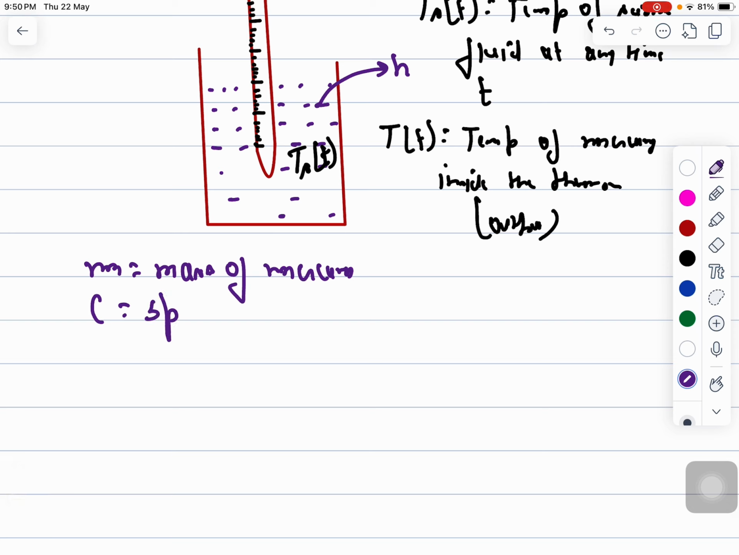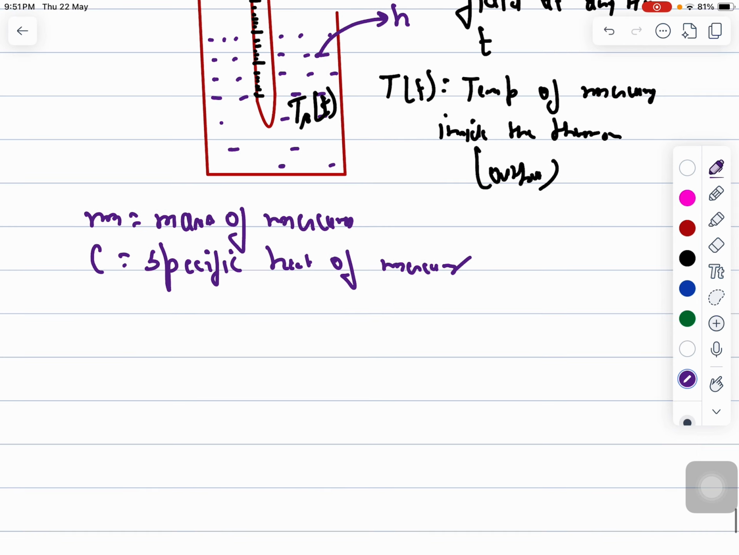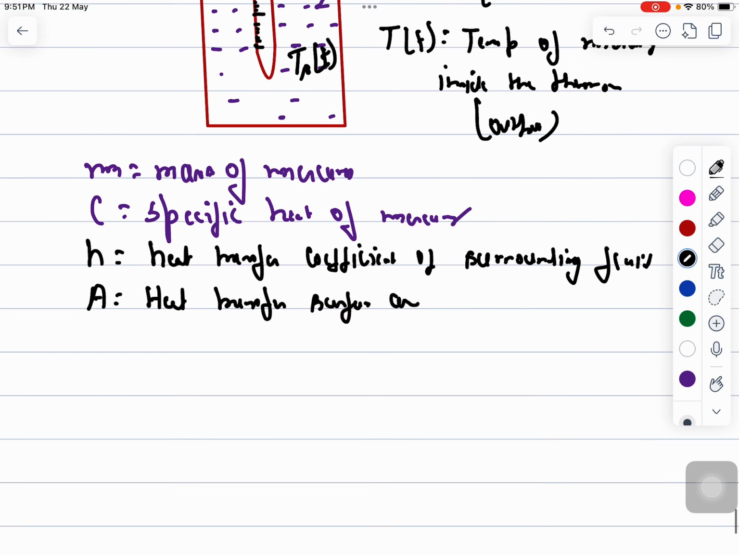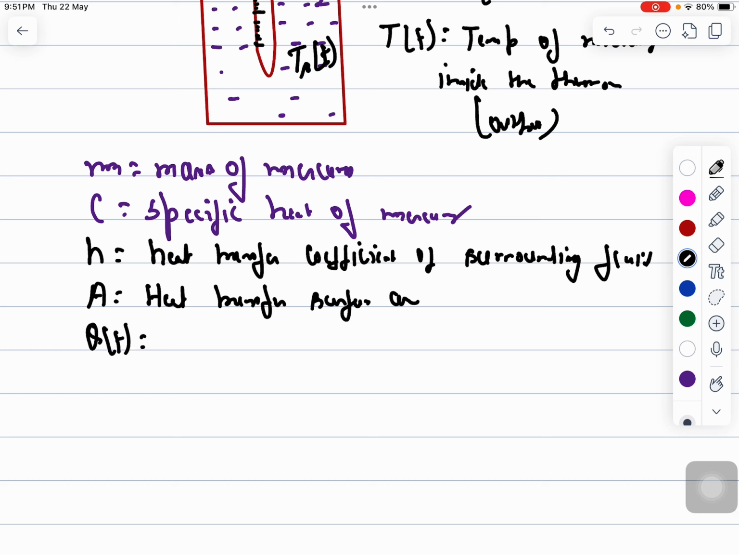and c is the specific heat of mercury, and again another parameter that I'll be using is h, the heat transfer coefficient of the surrounding fluid, and A will be the heat transfer surface area, and Q(t) is the rate of heat transfer, or heat transfer per unit time, right?